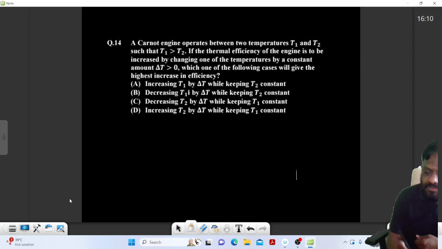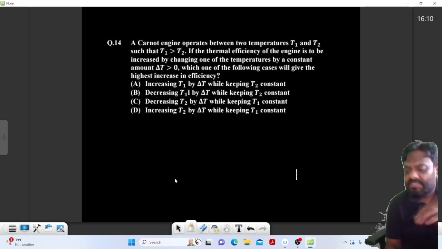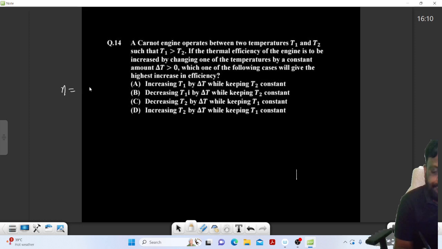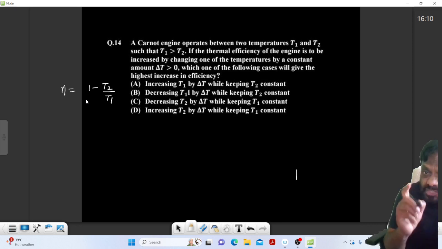Look once. I think option B can be easily ruled out. Decreasing T1, source temperature is T1. By decreasing T1, what is the efficiency of Carnot cycle? 1 minus T lower by T higher. Here the higher temperature is T1. The efficiency cannot be increased by decreasing T1. If T1 is decreased, denominator is decreased, this value will increase. Negative increase means efficiency decreases. So T1 should be increased. Decreasing T1, wrong.